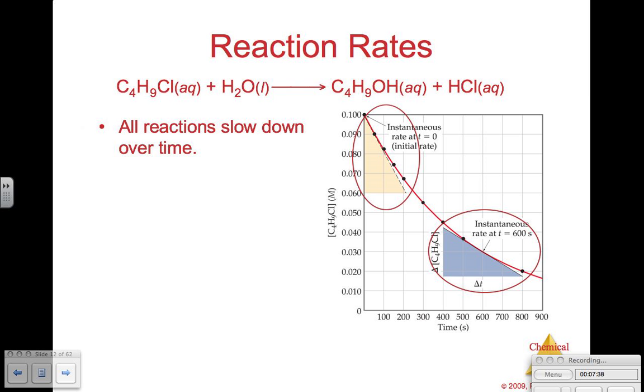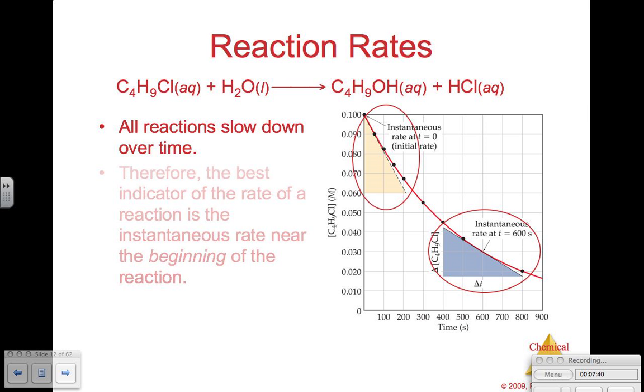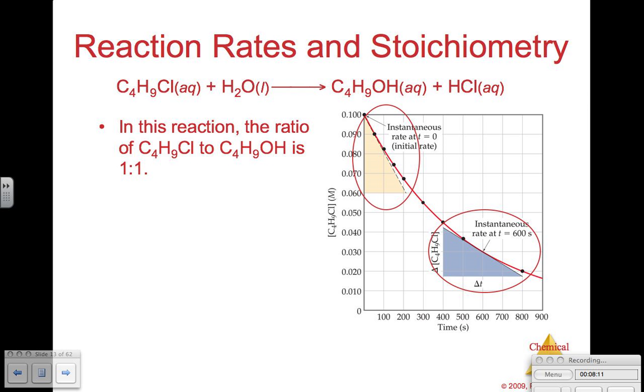So the slope of a line tangent to the curve at any point is the instantaneous rate at that time. And if you are taking calculus, you could think about how you might find the instantaneous rate doing some calculus. Obviously, we are not going to focus on that component, but it is one way that you could explore the reaction rates of chemistry more deeply. So the best indicator of the rate of reaction is the instantaneous rate near the beginning of the reaction, because that's really how it's behaving right at that beginning moment when you combine the two starting materials.